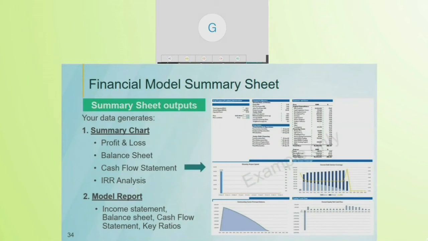Also on the financial model spreadsheet summary sheet, you will see a profit and loss, a balance sheet, cash flow, and IRR analysis, which will come out of that. You can refer to that. If there are any errors in that sheet, you obviously can refer back to where an input hasn't been provided or something has been changed which shouldn't have. Next slide, thank you.